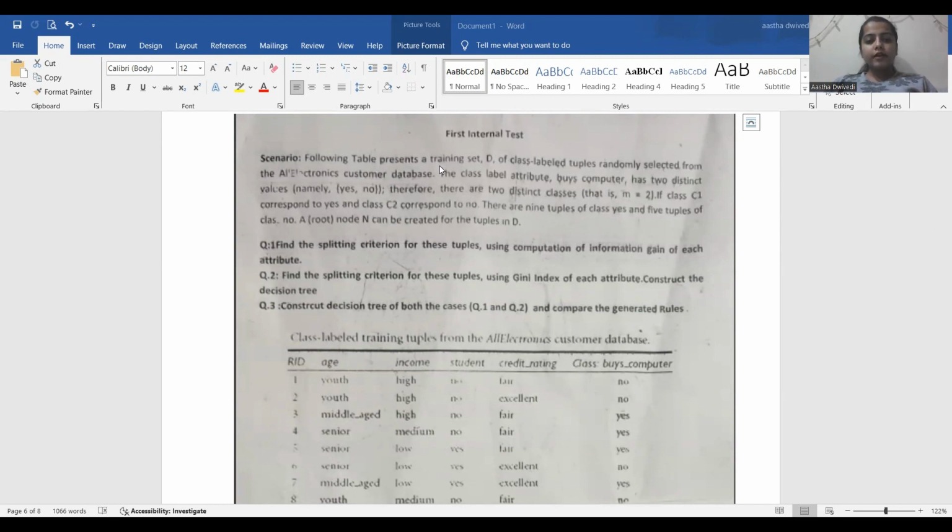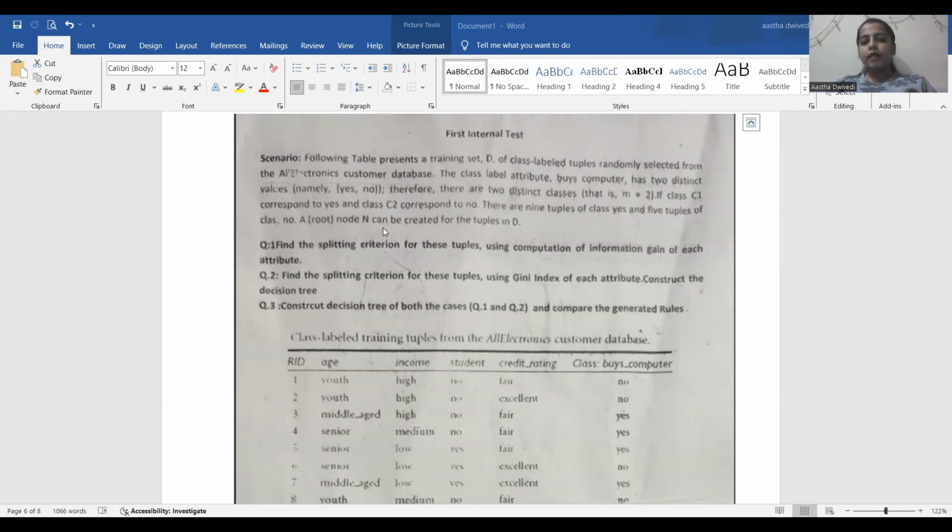Scenario. The following table represents a training set D of class-labeled tuples randomly selected from the AllElectronics customer database. The class label attribute, buys computer, has two distinct values, namely yes and no. Therefore, there are two distinct classes, that is m equals 2. If class C1 corresponds to yes and class C2 corresponds to no, there are 9 tuples of class yes and 5 tuples of class no.